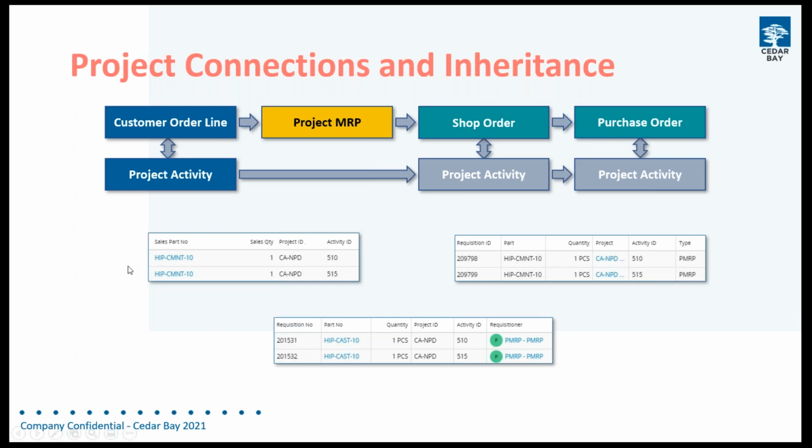Here's the examples in IFS of that happening. So I've got two order lines here for one of each of these parts, and I've connected them to two different IDs. So the top one is connected to activity 510 and the next one 515. We see that the shop order requisitions have been connected to 510 and 515, and then the purchase order requisitions are also connected through. So you've got a one-for-one relationship of all those connections. So you maintain those materials, that integrity with the project activity.